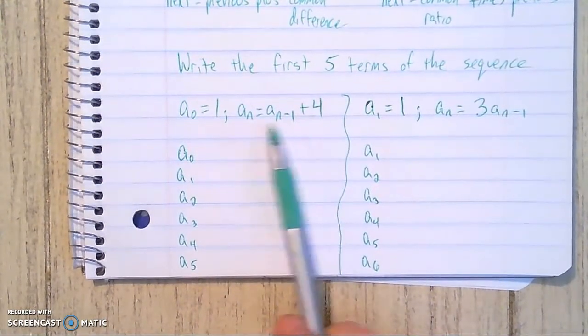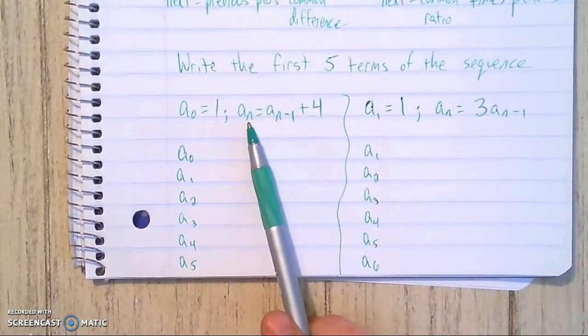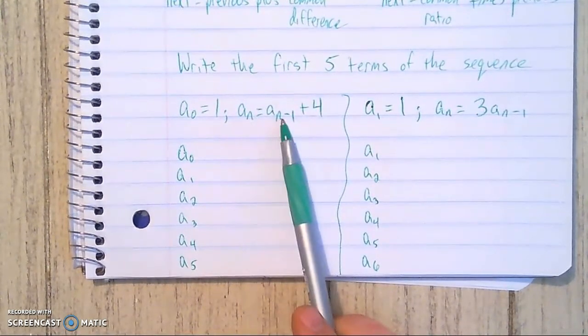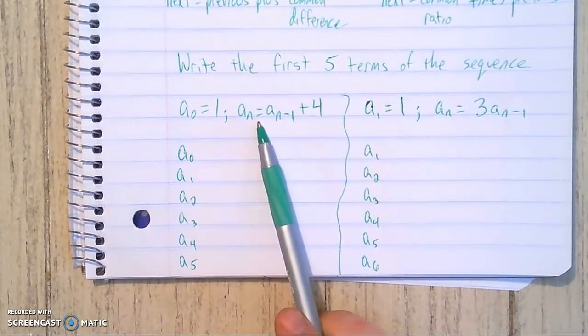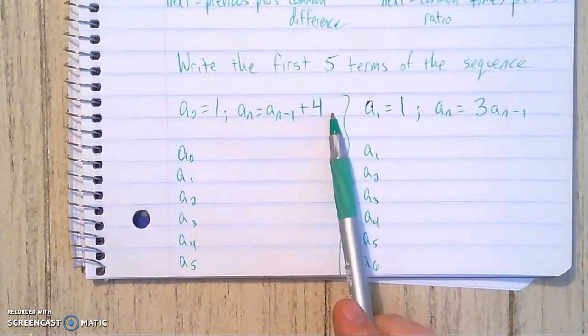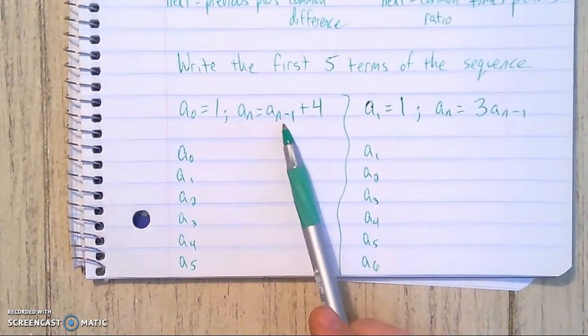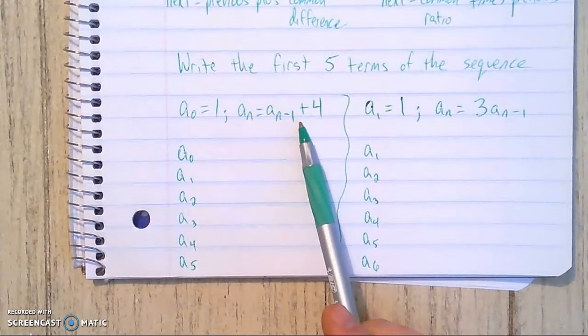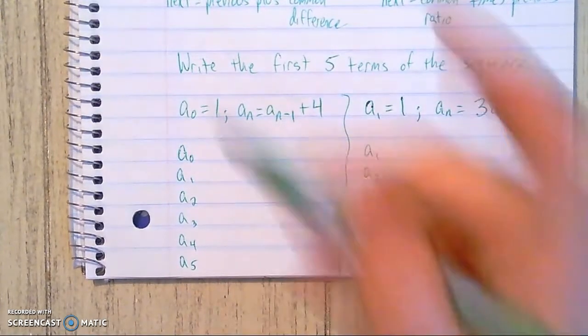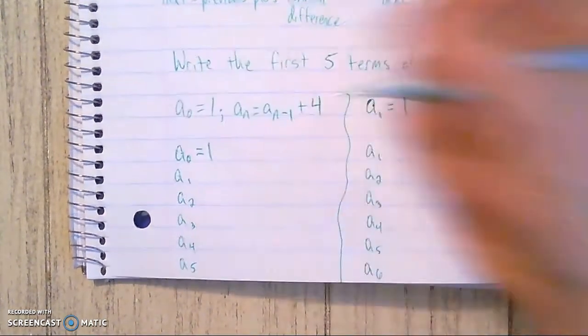Because the rule itself over here only tells us how the next term and the previous term are related to each other. The next term is equal to the previous one plus 4. But if I don't know that previous term, I don't know what I'm adding 4 to. So that's why we have to know where to start. So a sub 0 is 1.